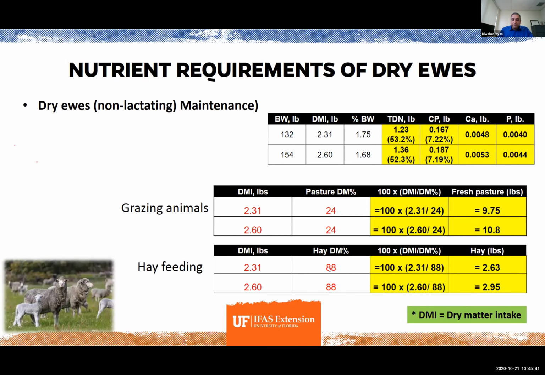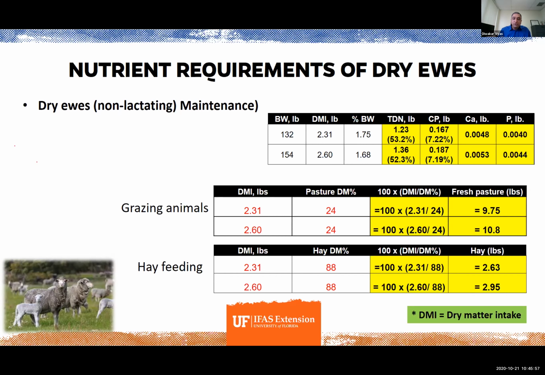They are very dry. So that means if we are feeding around 2.63 pounds of hay, that will give us around 2.31 pounds of dry matter. So it is almost the same amount, right? So the difference is the dry matter we have in the feed.